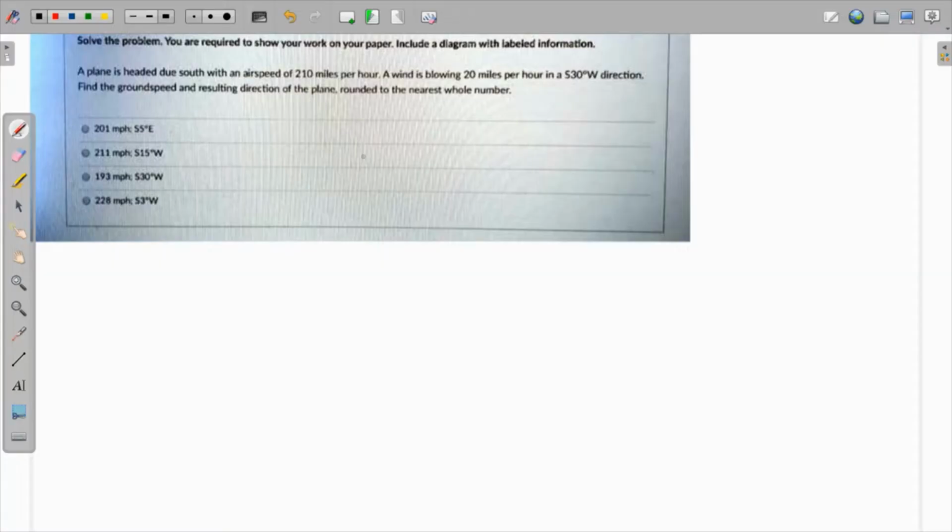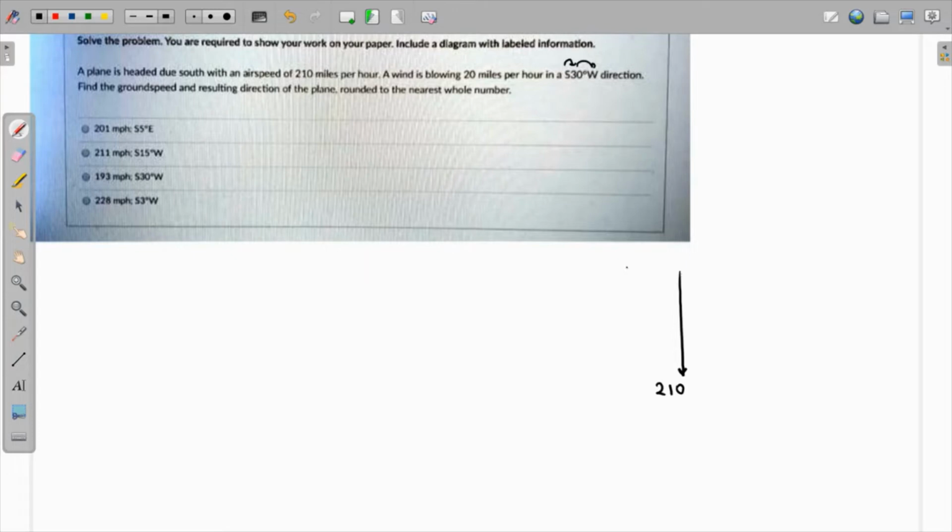We had to solve this problem showing the work. A plane is headed due north with an air speed of 210 miles per hour. As we read, we'll keep on making the vectors as well because they're talking about velocities. So this is where the plane is. It's going in the north direction at 210 miles per hour. Then the wind is blowing 20 miles per hour, which is 30 degrees west, as measured from south.